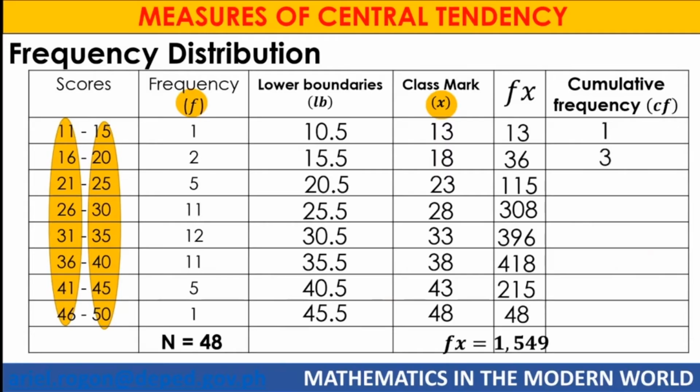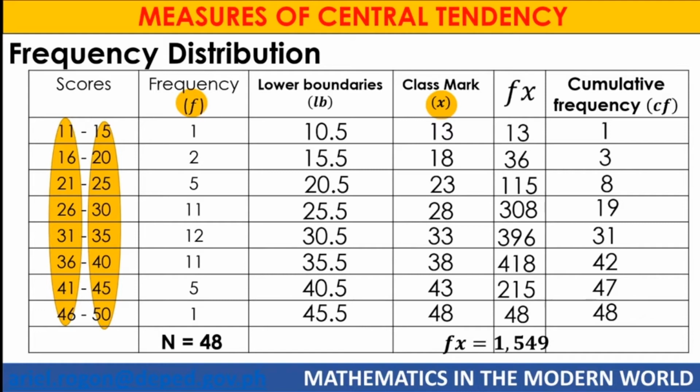So, the same thing that you're going to do, just add the third frequency to the previous cumulative frequency. So, 3 plus 5, that is 8. Then 8 plus 11, that is 19. Then 19 plus 12, that is 31. 31 plus 11, that is 42. 42 plus 5 is 47. And 47 plus 1, that is 48. That is how we are going to solve for the cumulative frequency.